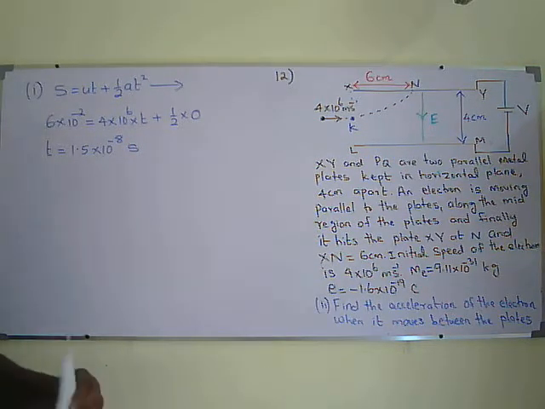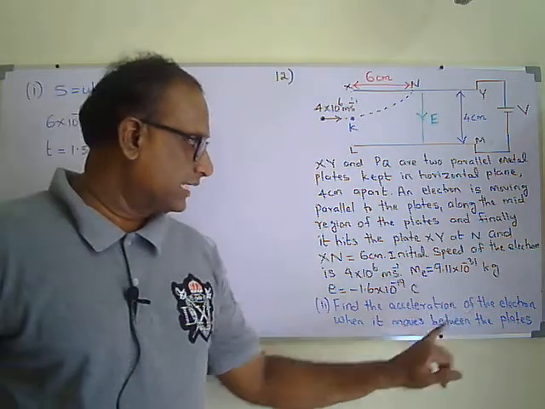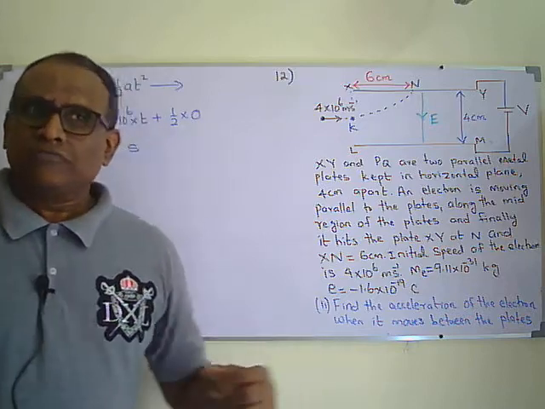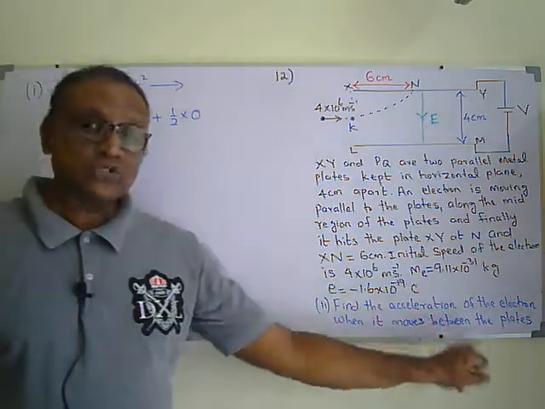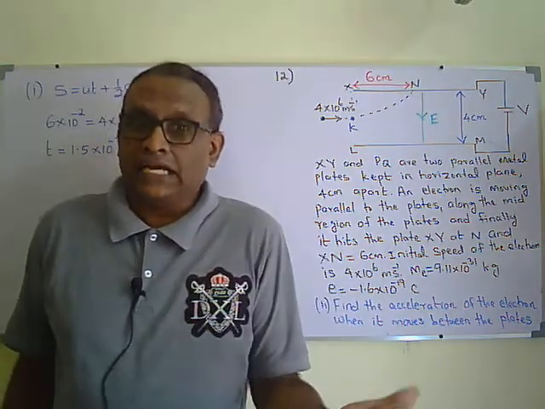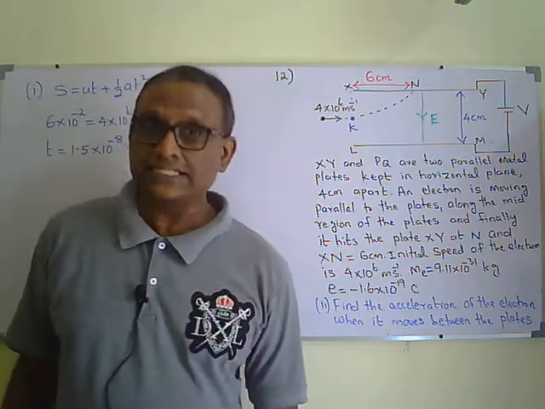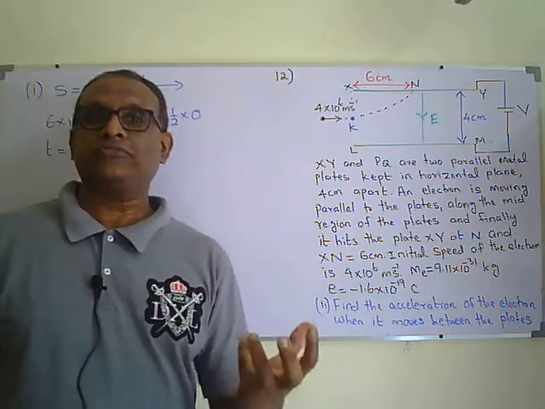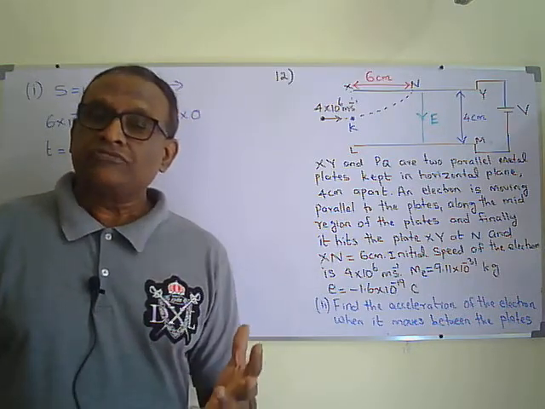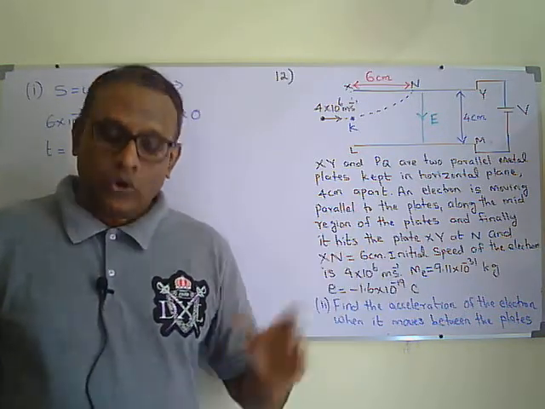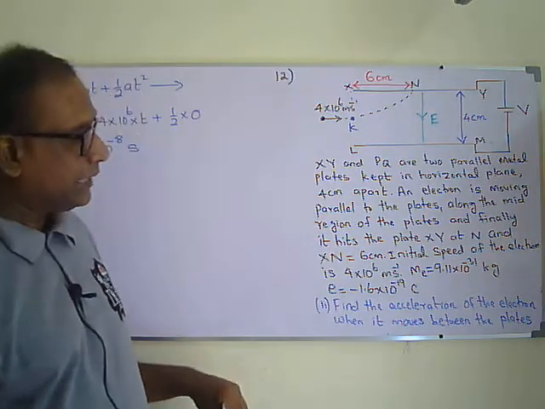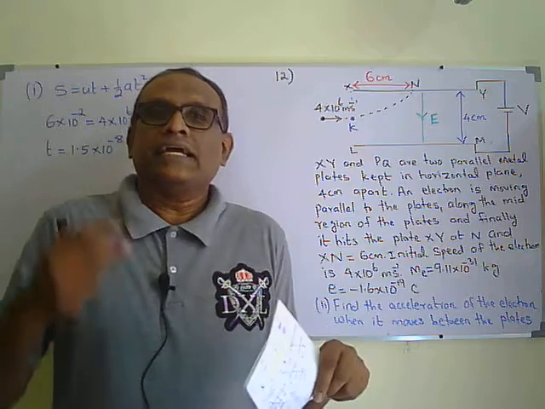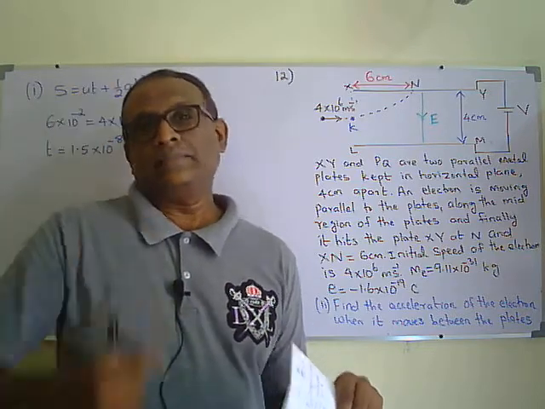Okay, second part, they're asking to find the acceleration of the electron when it moves between the plates. When students read this question, immediately they get the idea F equal ma. There's nothing wrong with that. Then you should know the F, that will be the electrostatic force, and electrostatic force F equal QE. We'll try: will I be able to get the answer if I go that way? In the exam hall, you might get this idea immediately.